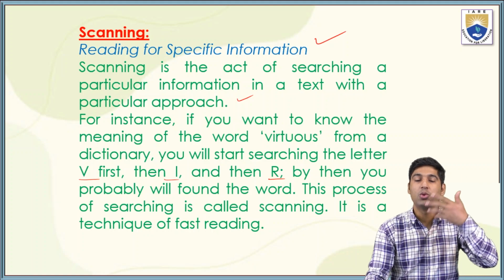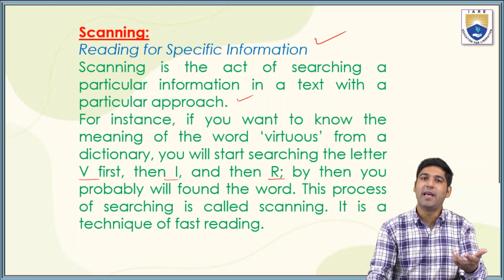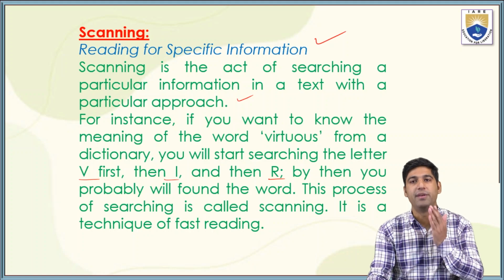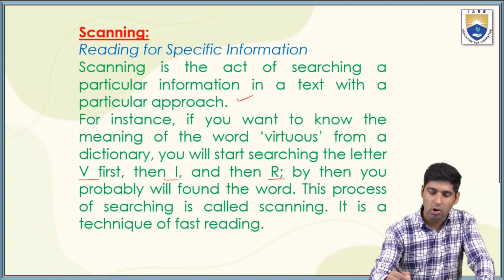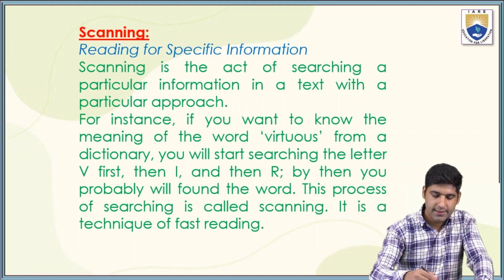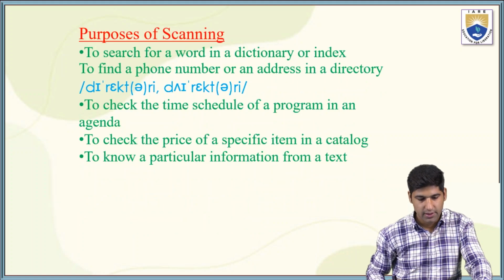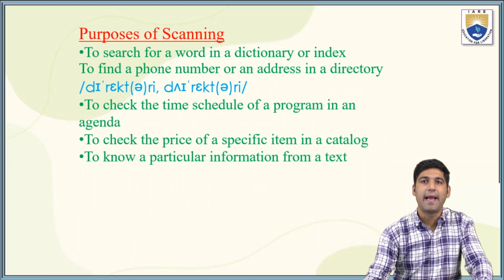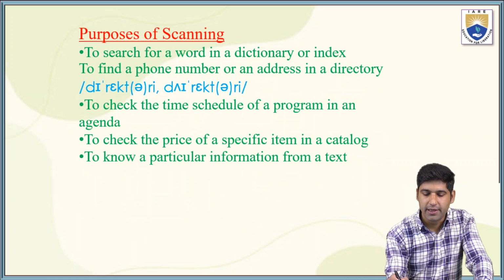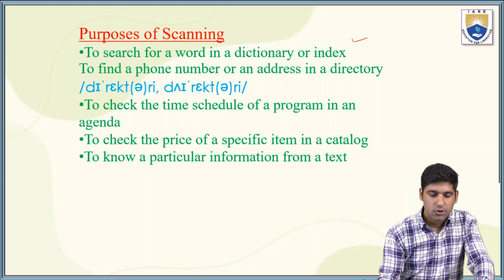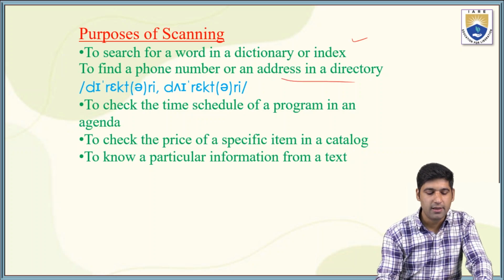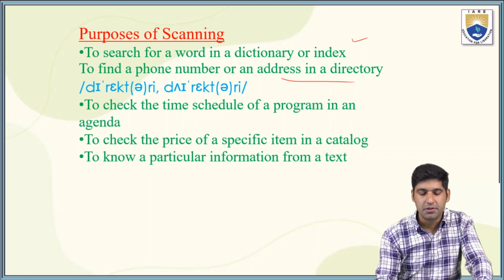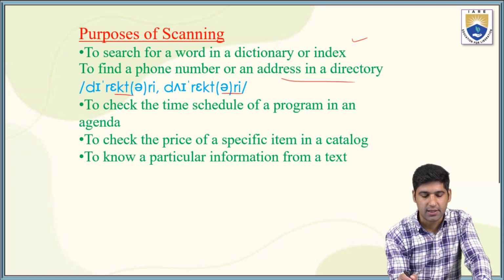So this is scanning. You scan it. You're not going with A, B, C. You directly go with V. Then this process of searching is called scanning, and it is a technique of fast reading. What is the purpose of scanning? To search for a word in a dictionary or index, to find a telephone number or an address in a directory. Both pronunciations are correct.